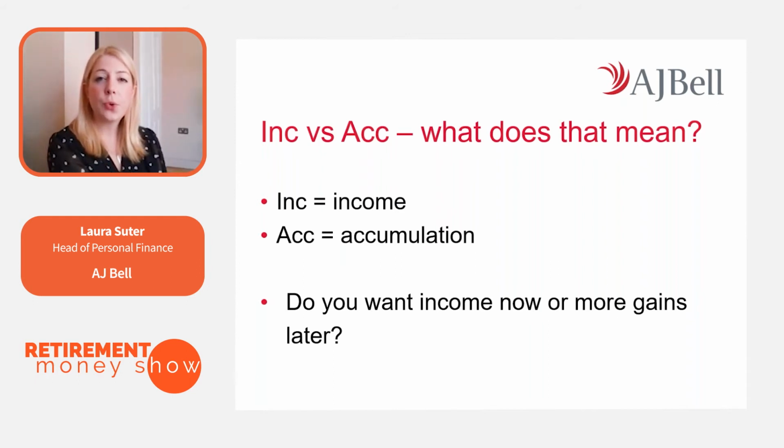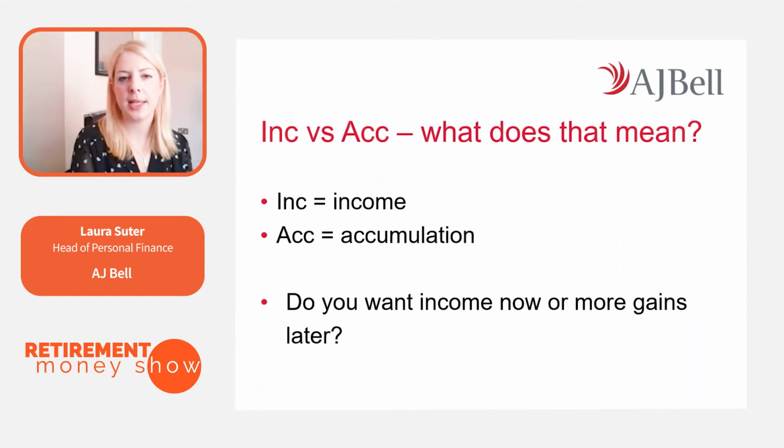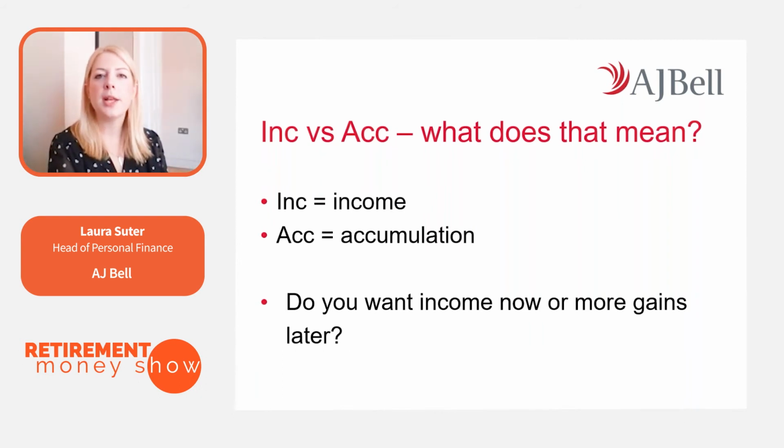INC stands for income, and that means that all income that the fund generates will be paid out to you. AC stands for accumulation, and that means that the income that the fund generates is automatically rolled back up into the fund and reinvested in the fund's assets. There's no right answer to this, but it depends whether you want the income now or you want more gains later. If you're building your retirement portfolio and you don't need that money just yet, then what you want is that money accumulating up, most likely. You most likely don't need that income at the moment to be paid out, but that's a judgment call for your own personal circumstances.